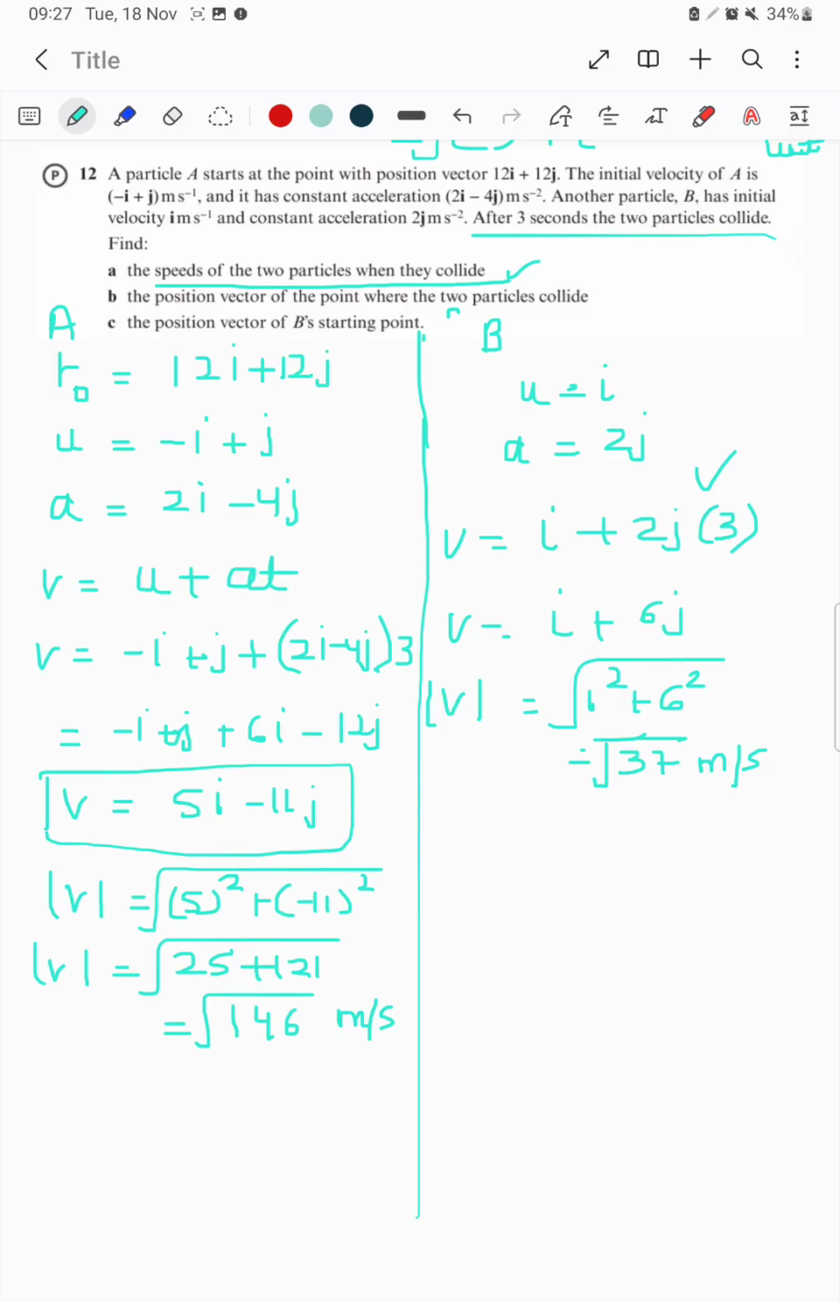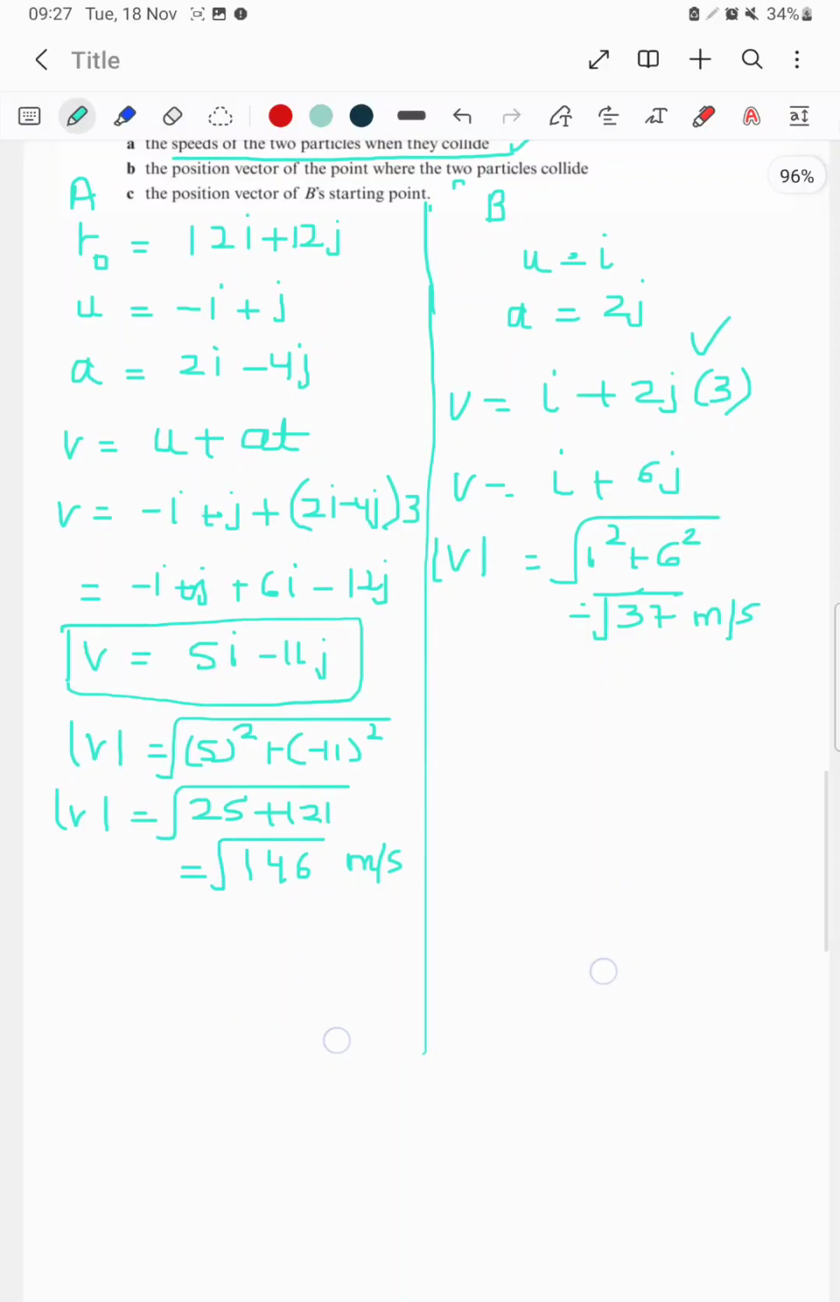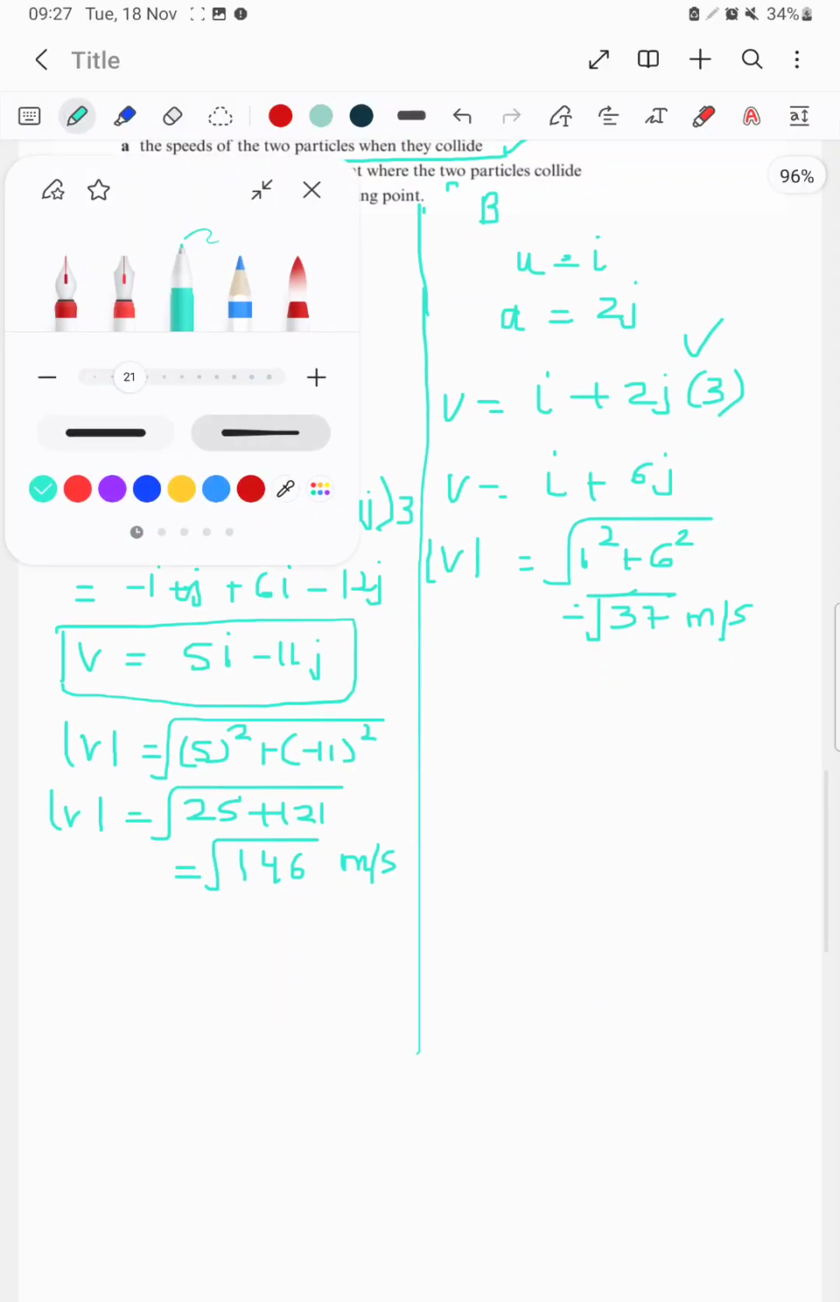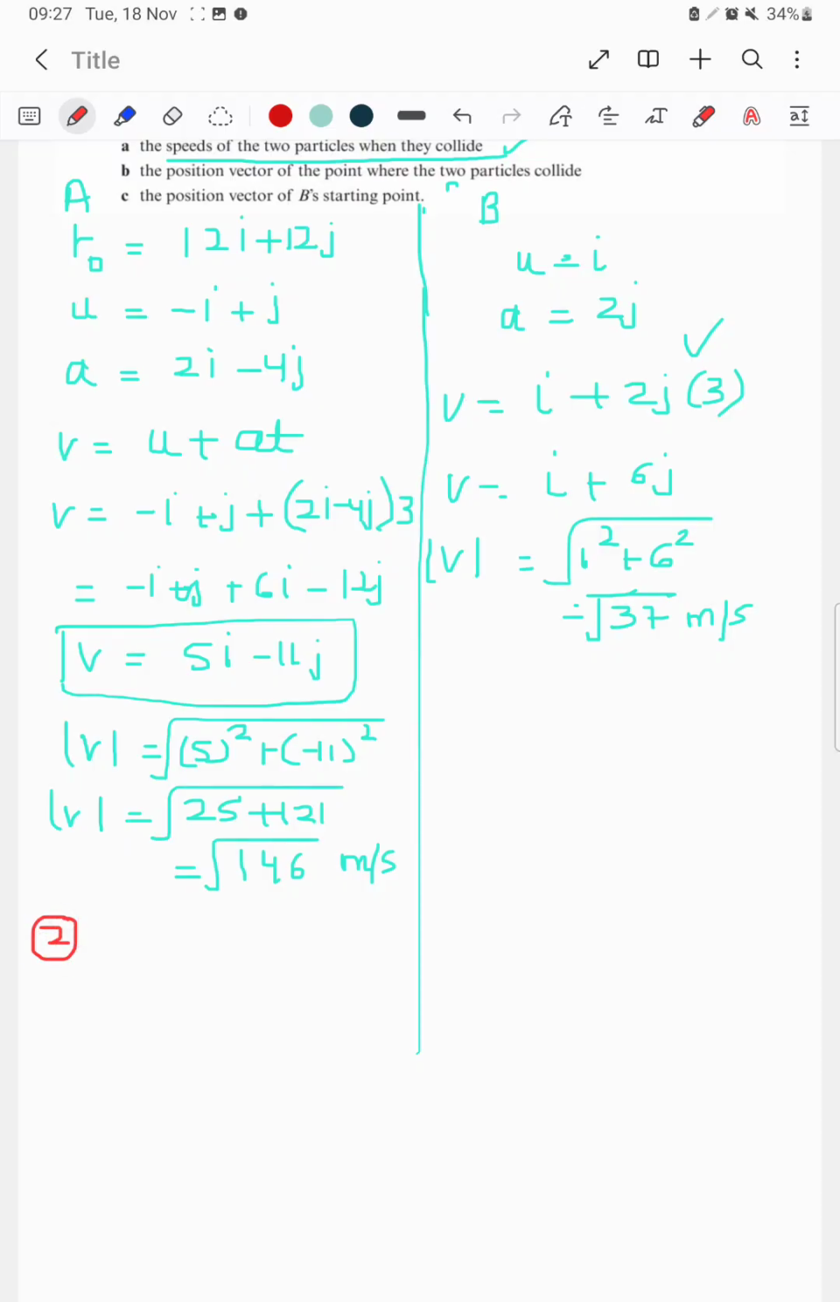Then the second part is the position vector of the point where the two particles collide. So when the two particles collide, we need to find that point. That means we need to find the displacement at that point. So the second point is S. S is equal to, we know that it is ut plus half at squared.